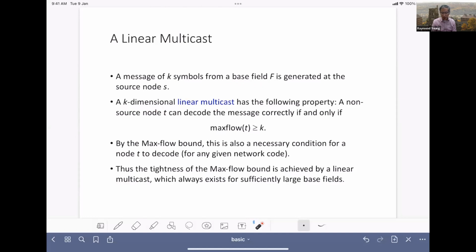k-dimensional linear multicast has this property: any non-source node T can decode the message correctly if and only if the max flow is greater than or equal to k. Now, by the max flow bound, this is also a necessary condition for a node to decode, because if a node doesn't have enough max flow, then no matter how you design your code, you have no chance that you can decode at that node. Okay. So in this sense, we say that the tightness of the max flow bound is achieved, in fact, by a linear multicast, which always exists for sufficiently large base fields. So this is so much for a linear multicast.